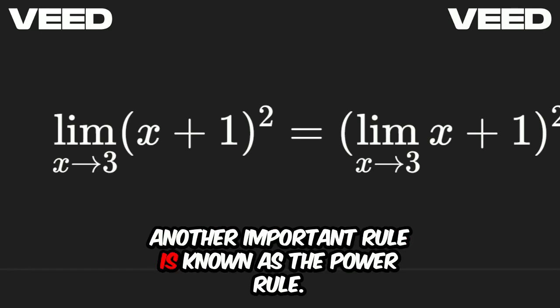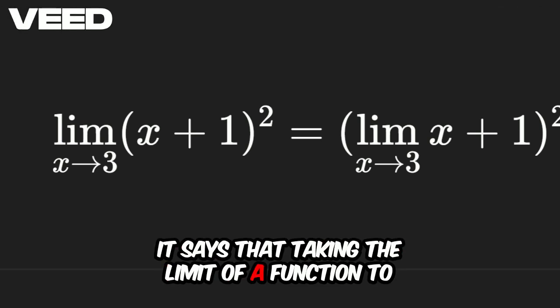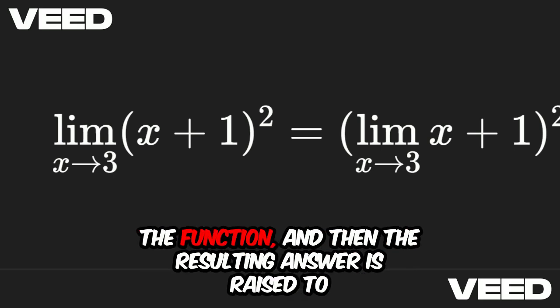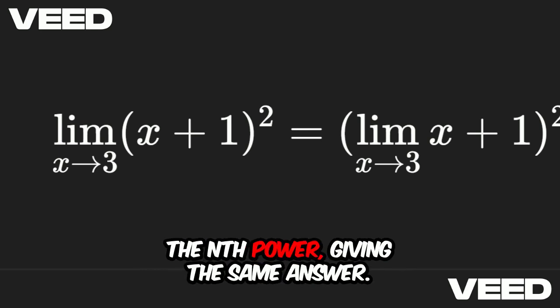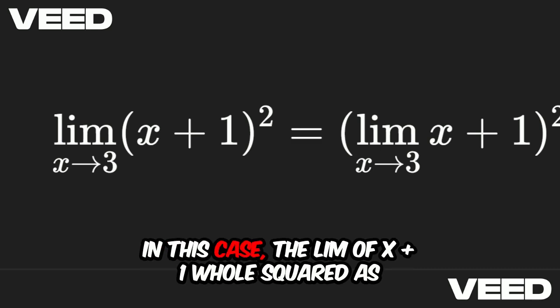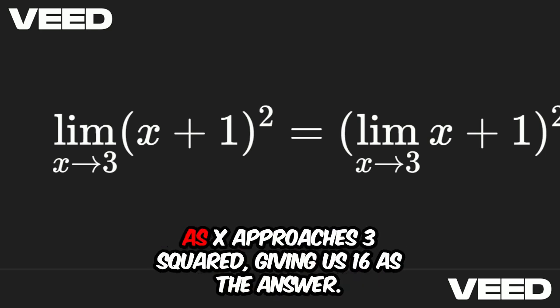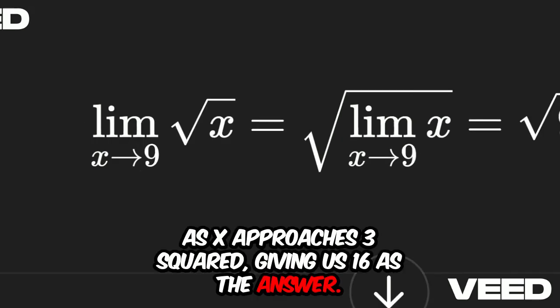Another important rule is known as the power rule. It says that taking the limit of a function to the nth power is equivalent to finding the limit of the function, and then the resulting answer is raised to the nth power, giving the same answer. In this case, the limit of x plus 1 whole squared as x approaches 3 is equal to the limit of x plus 1 as x approaches 3 squared, giving us 16 as the answer.